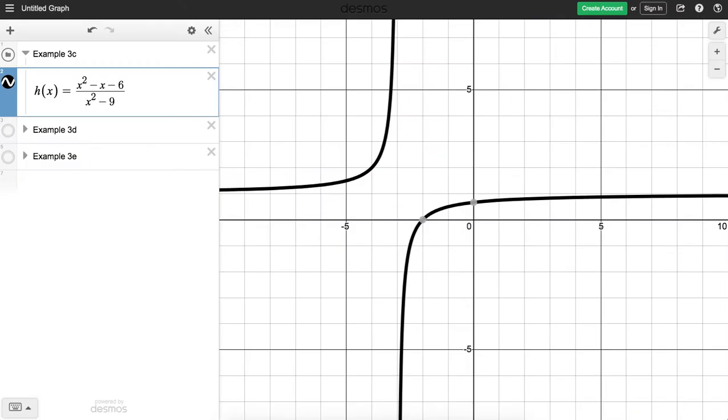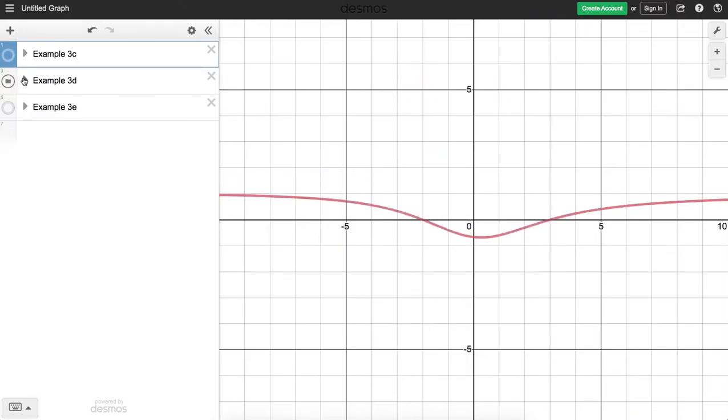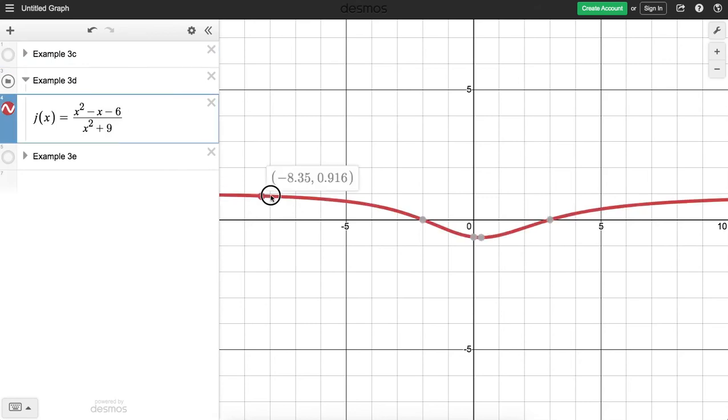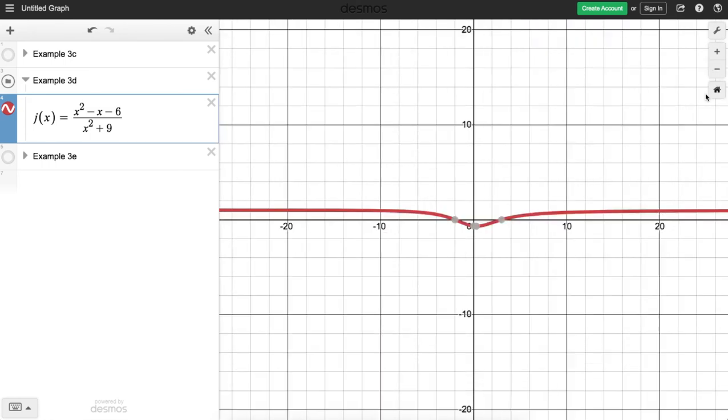This function, if we take a look at it, we'll hide the previous one. Here's our function. Negative 3, it's okay. It's not going to give us any problems here. So in fact, we get 1/3 in return. Everything else is okay. No holes in the graph. Positive 3, we get 0. And zooming out, there's really no vertical asymptotes there at all.